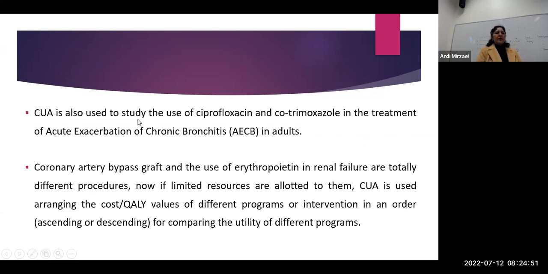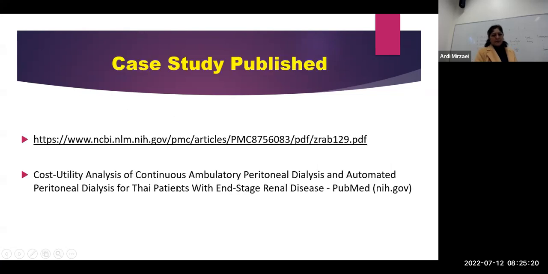There are some examples. It's also used to study the use of ciprofloxacin and cotrimoxazole in the treatment of acute exacerbation of chronic bronchitis, and even coronary artery bypass graft and the use of erythropoietin in renal failure, which are totally different procedures. But then we can use this to find out the cost per QALY values of different programs or different interventions for comparing the utility of different programs. So again, there are some case studies published. It is not opening, but you can take the picture of this. So you have some publications you can go through.